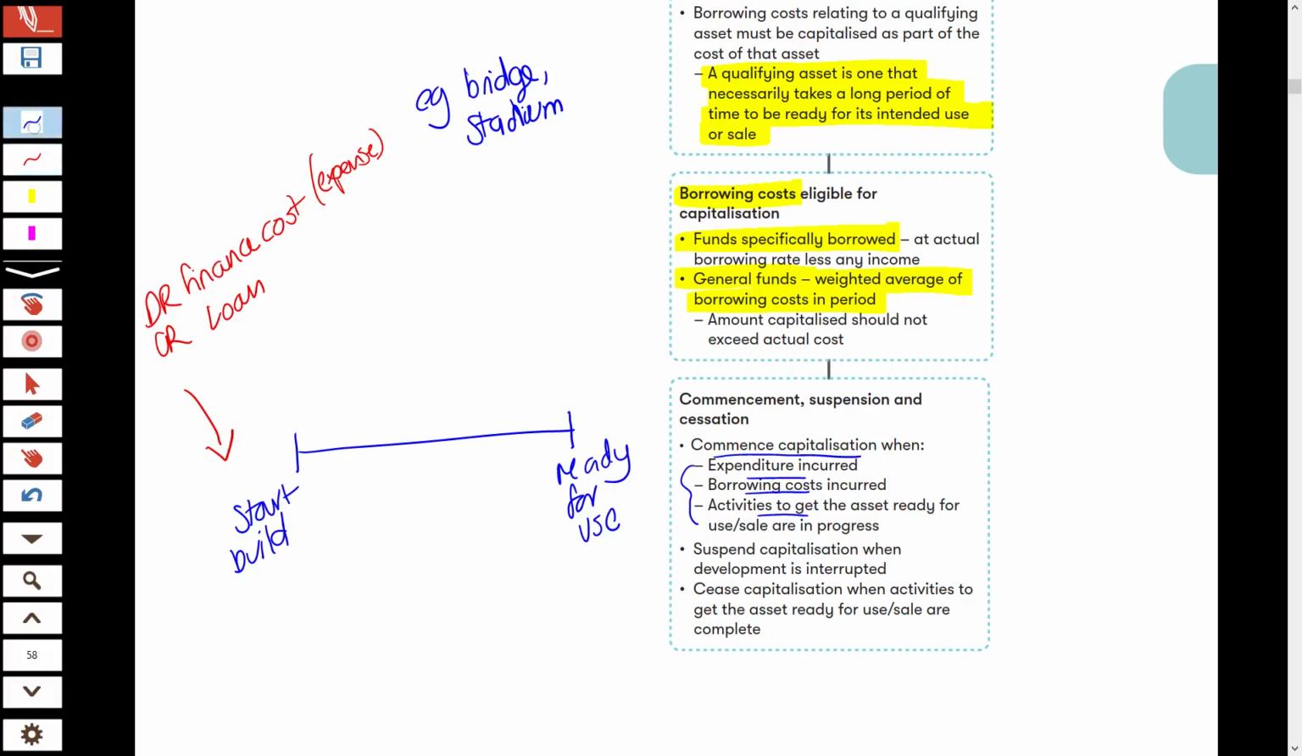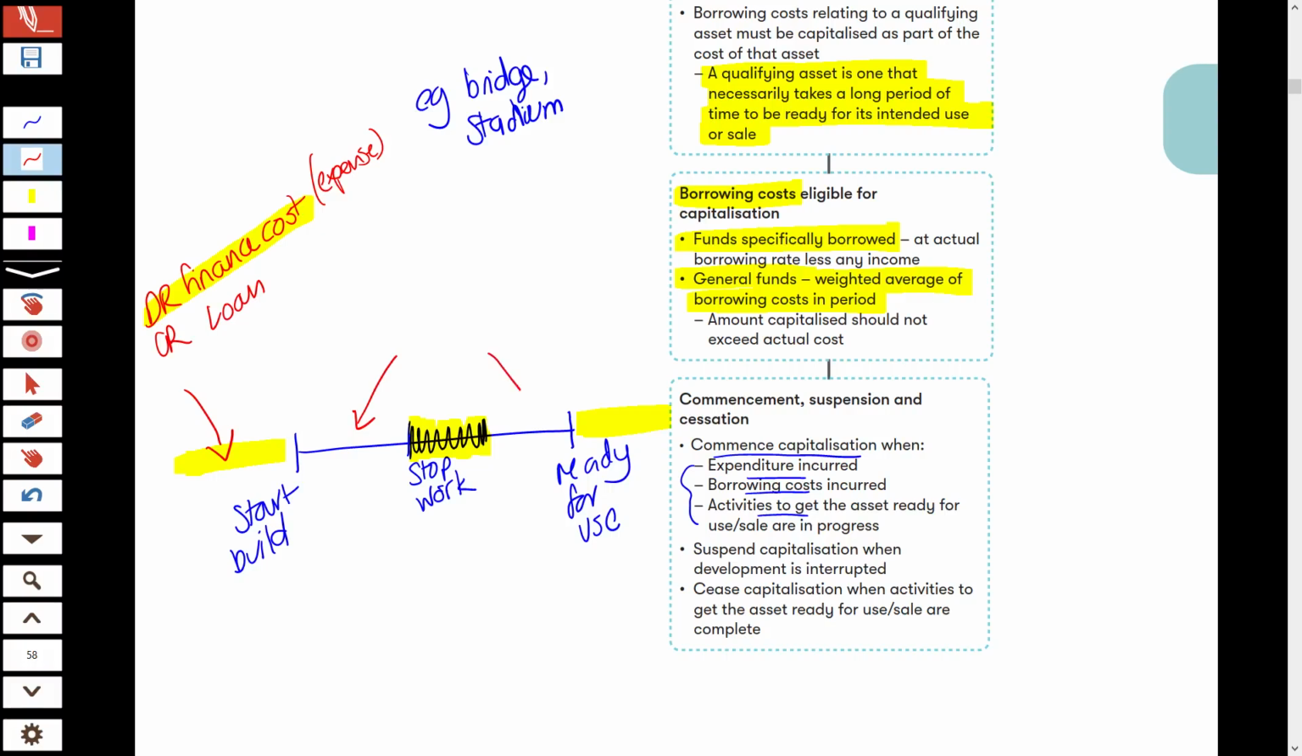Then what might happen is, say there is a problem and for a short period they've had to stop working. Maybe there's a strike, maybe there's a supply issue. Then also what we've got to be aware of is in this period here, we're also going to debit finance costs. So before, and when they stop, and after, we're going to debit finance cost.